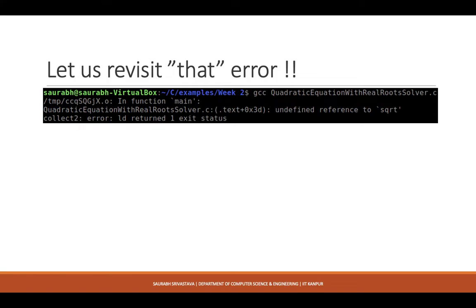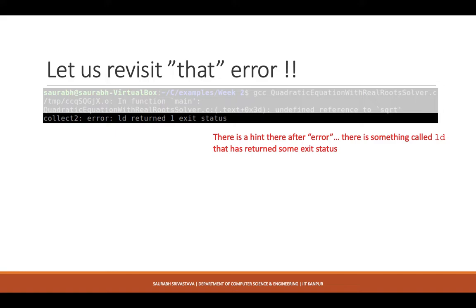The error that we actually saw when we were trying to compile this particular program of quadratic equations. We saw something like this, right? This is before we actually gave it the -lm switch. So what exactly is this error? There is already a hint out there that there is something called ld, and this has returned some exit status. It says returned one exit status.